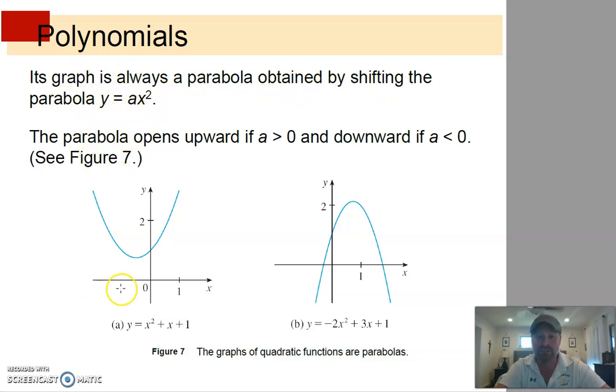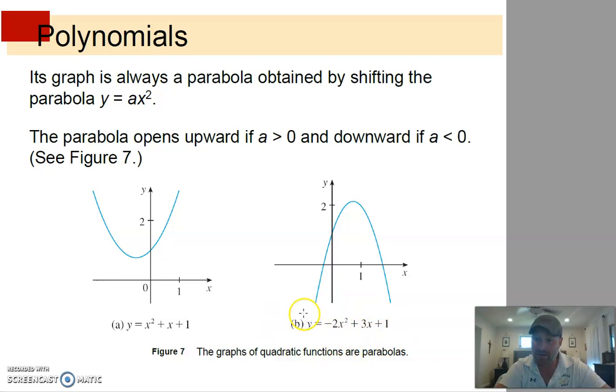And then we simply shift that parabola based off of the function. So notice this would be shifting the parabola up and to the left, okay? This would be flipping it and then shifting it up and to the right, okay? And notice this is the expanded form of that parabolic function.